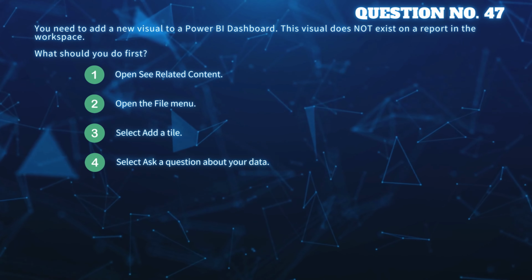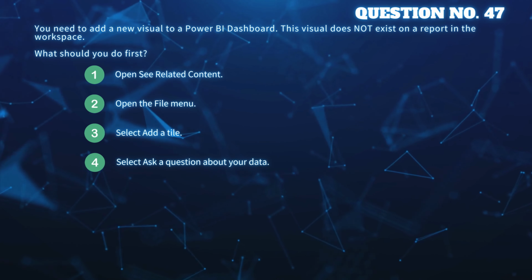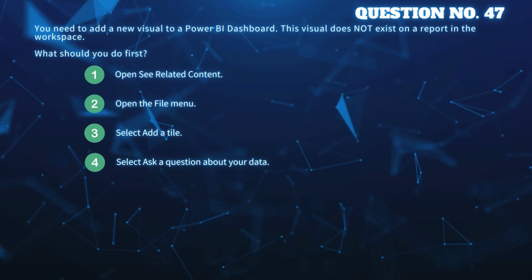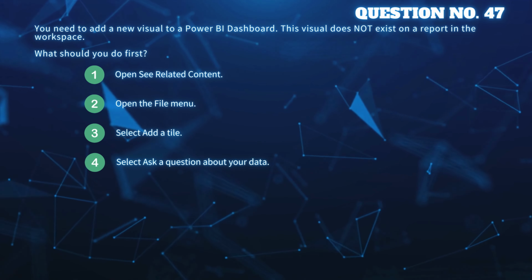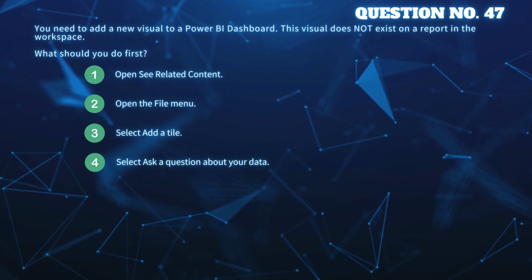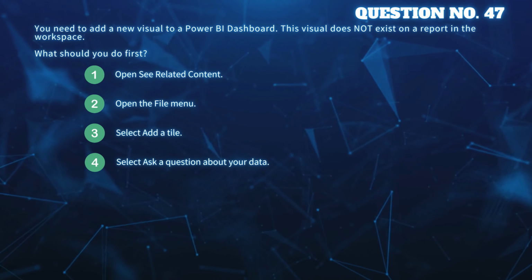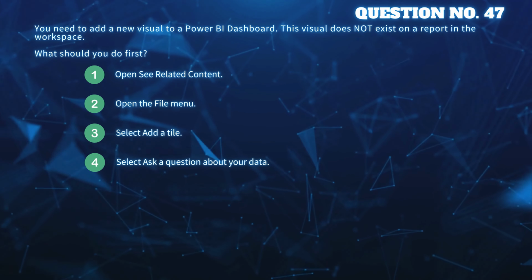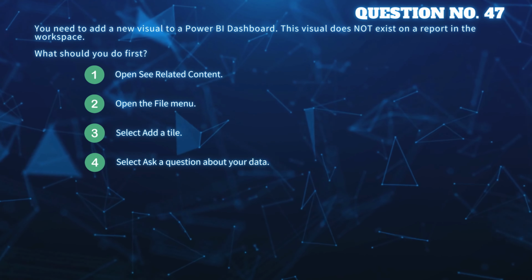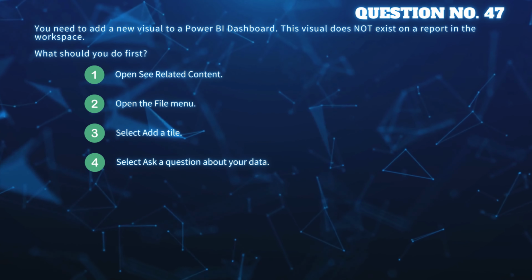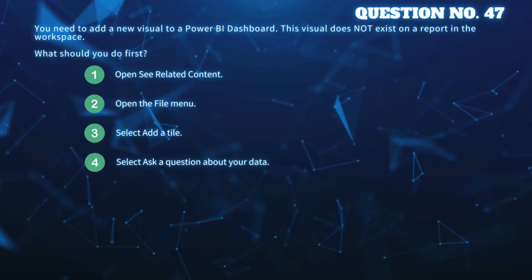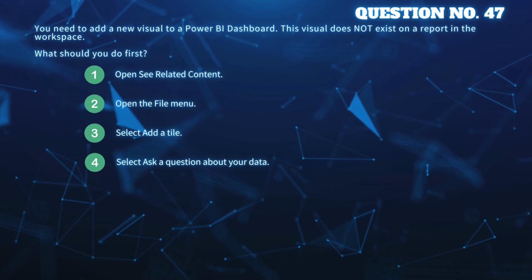You need to add a new visual to a Power BI dashboard. This visual does not exist on a report in the workspace. What should you do first? Option 1, open See Related Content. Option 2, open the File menu. Option 3, select Add a Tile. Option 4, select Ask a Question about your data.